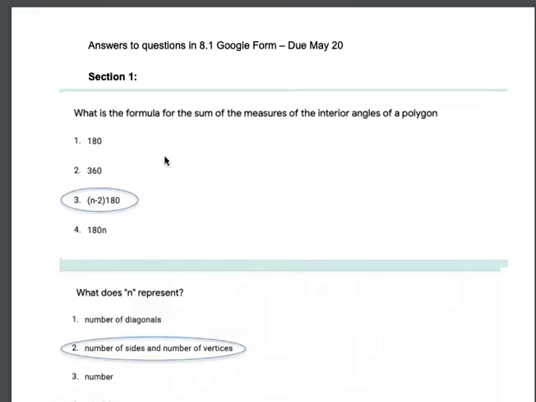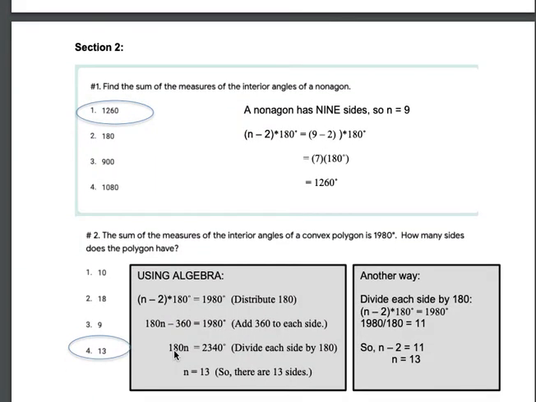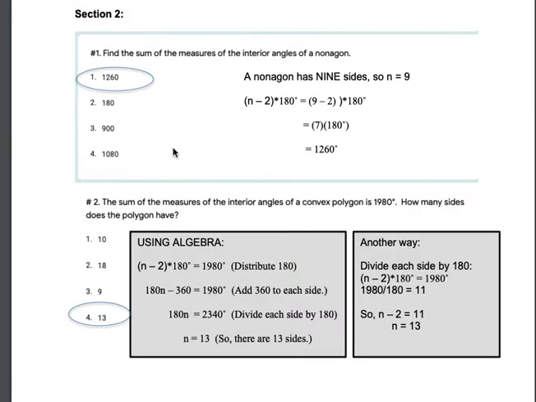I'm going to leave the answer key up here to check your work. So this was the formula where n is the number of sides, the number of vertices, number of angles. I think the first few are pretty self-explanatory, so I'm not going to go through them. I showed you 2 ways to answer question 2. If you have any questions, any ones I'm not going to go through quickly, just ask me, all right?